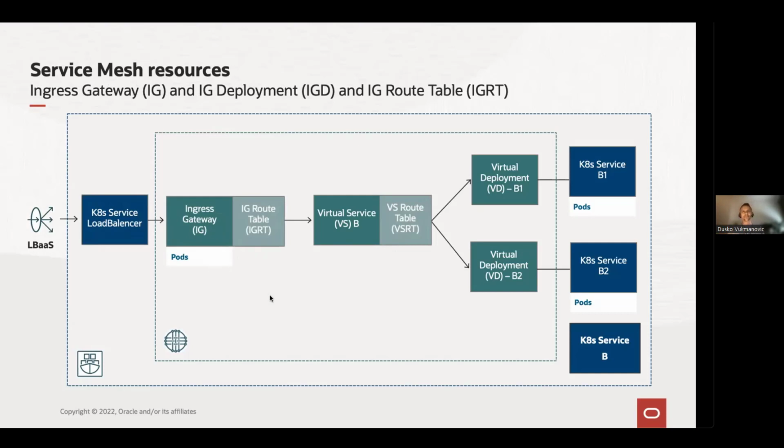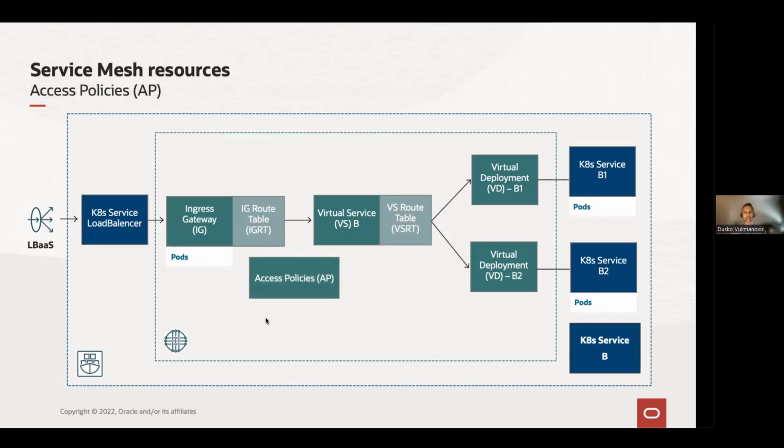And then the last thing is access policies. By default, when you set up the mesh, microservices cannot communicate with each other, but you have to explicitly create access policies, and then you say, oh, they can communicate with each other.